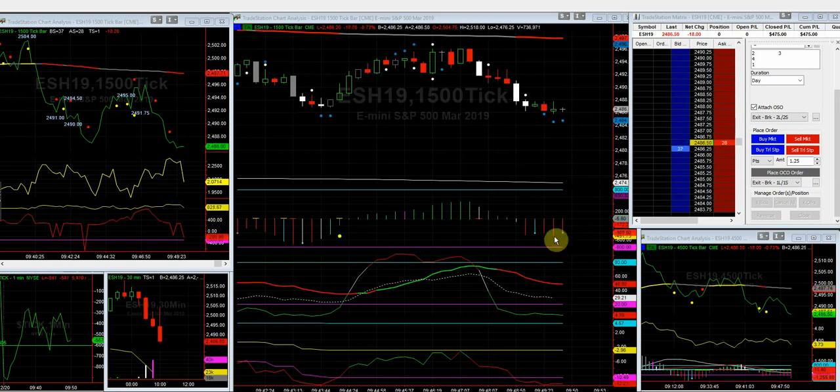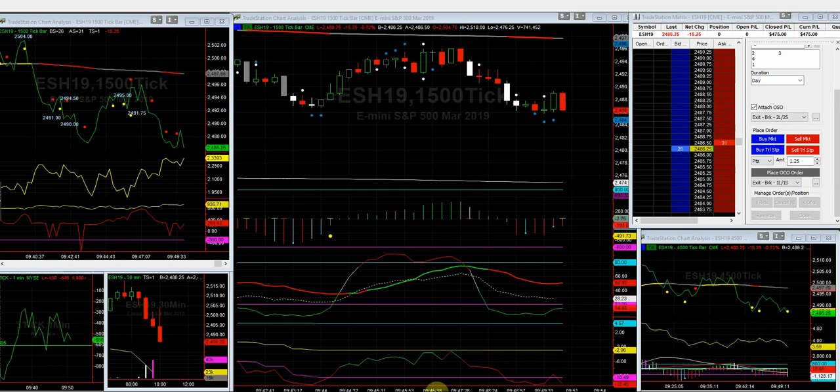So the high probability trades come up frequently. That's why we can call this high frequency day trading. And you can see that would have just been another one that would have worked out here.